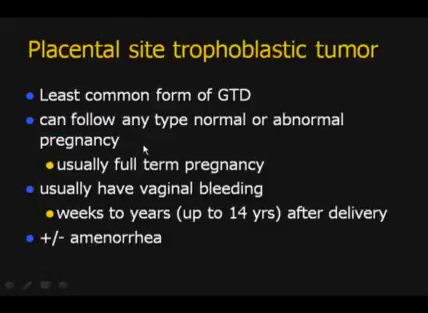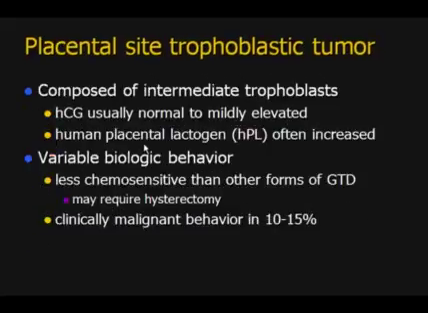Placental site trophoblastic tumor is probably the least common form of gestational trophoblastic disease. It can follow any type of normal or abnormal pregnancy, though usually it's after a full-term pregnancy. Patients usually have vaginal bleeding, not always, but usually, and it can be anywhere from weeks to years after delivery. It's even been reported up to 14 years after delivery. Patients may or may not have amenorrhea.